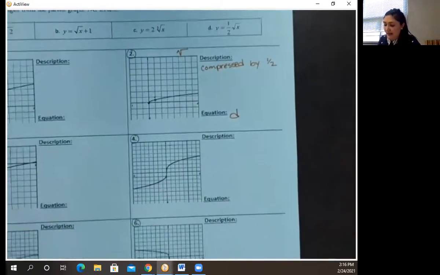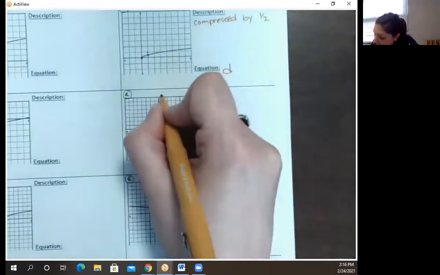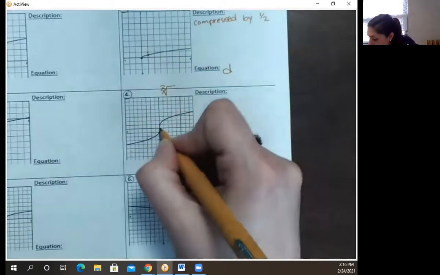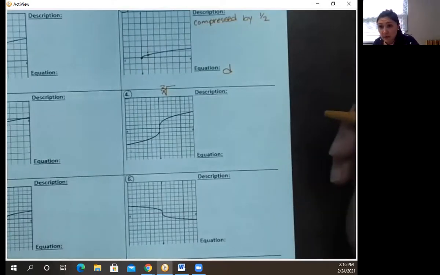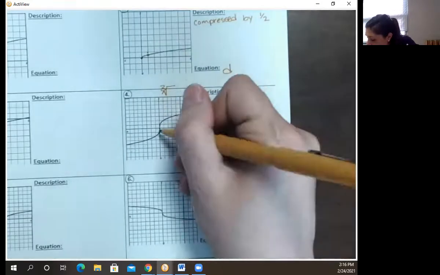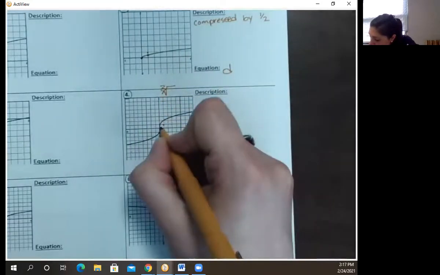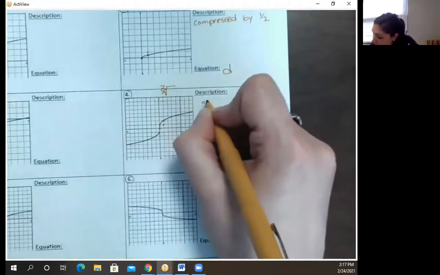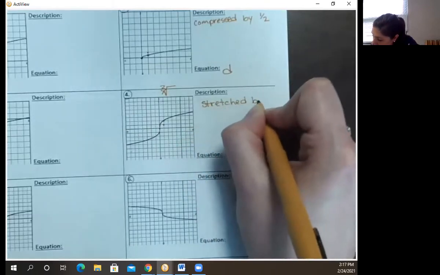Now I'm going to look at the same thing for number 4. This time I've got a cube root graph. My center point, my key point, is still at the origin, so I'm not shifting it up, down, left, or right, but it does look like I've stretched this out. I would expect my next point to be at 1, 1. Instead, it's at 2, 1. So this has been stretched by 2.